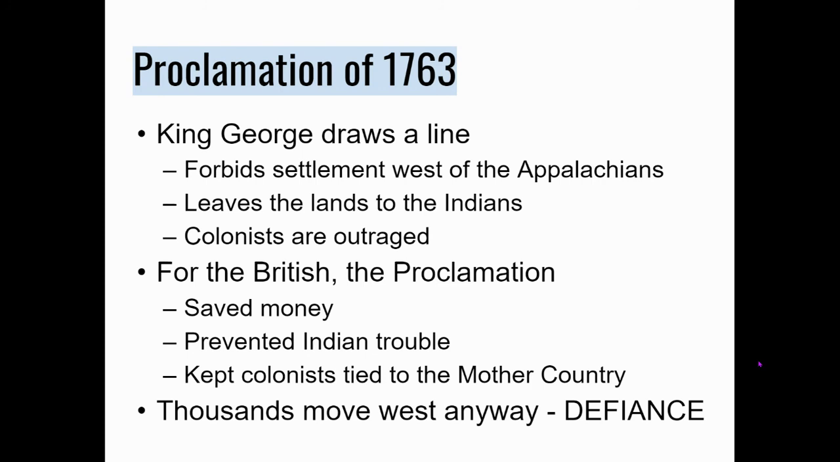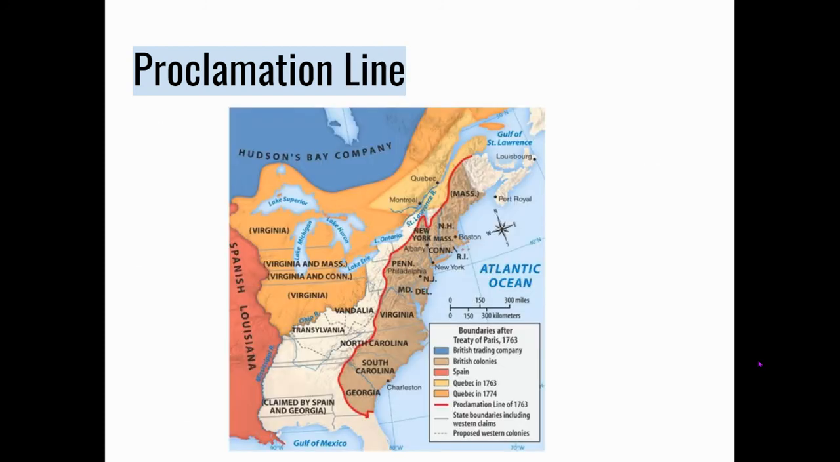And remember, they're starting to draw back and get the colonists closer to them. So it will keep the colonists closer to them. Thousands are going to defy and move west anyway. But here you can see the red line is the proclamation line of 1763. So you can see all that land that's now available to the west, and yet they're not allowed to go there. Perhaps you can see some of the beginnings of why the colonists will start getting upset at the British by this.